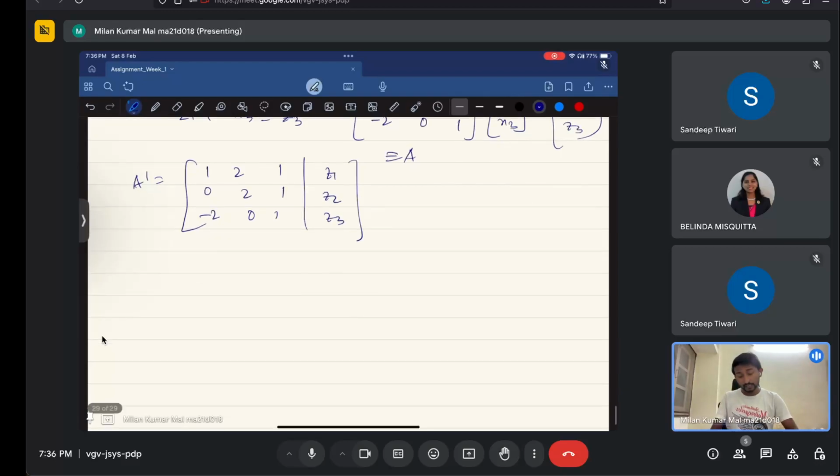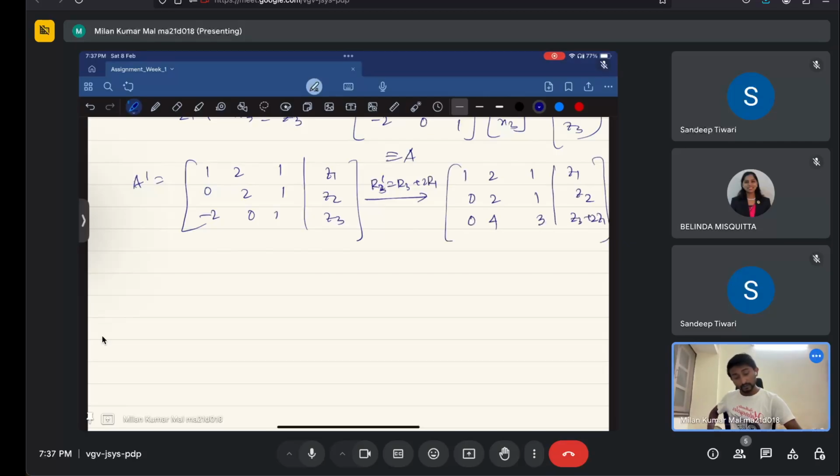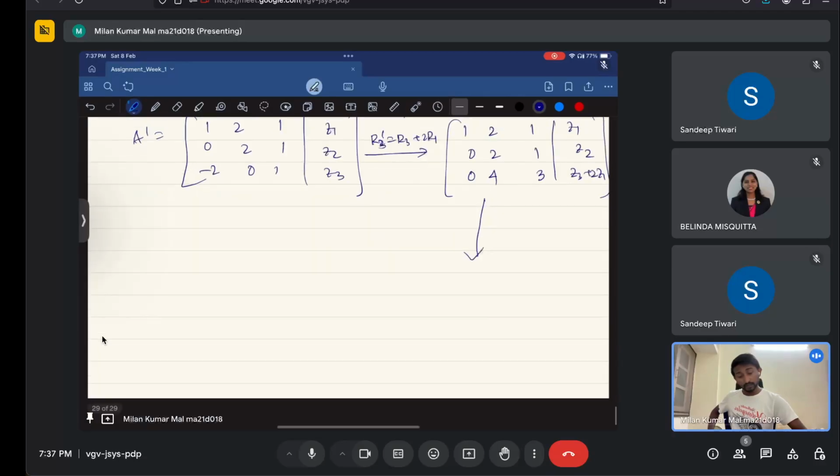So in the first step of row reduction, I'll write R3 dash equals R3 plus 2R1. So what will happen? The first row will be there as it is. The second I am keeping as it is. The third one is multiplying row 1 with 2 and adding it to this. So this will be 4, and this will be 3, and this will be Z3 plus 2Z1, right? This is the thing. So let's do another one.